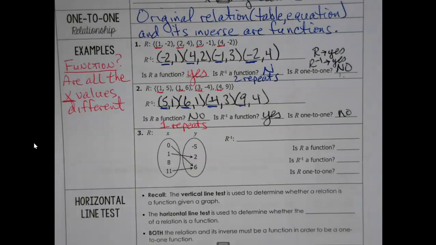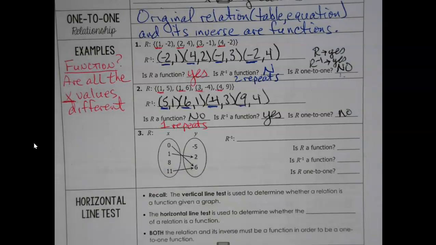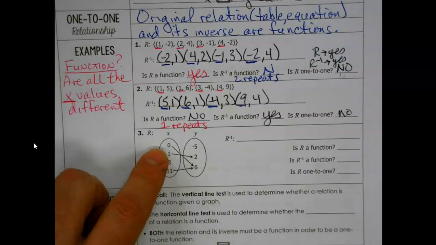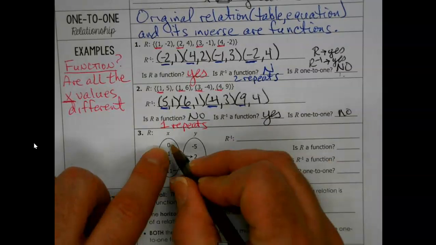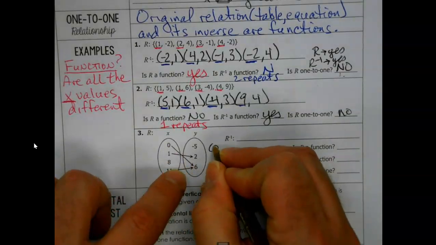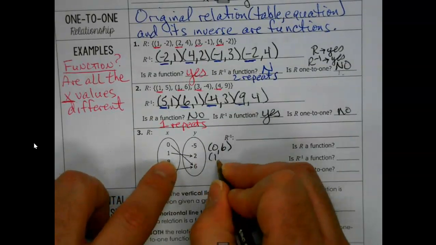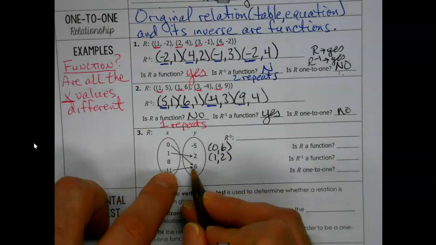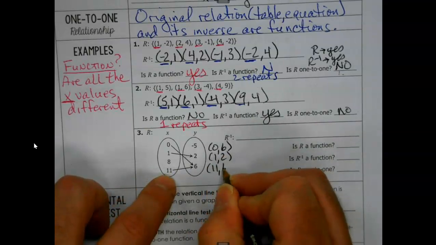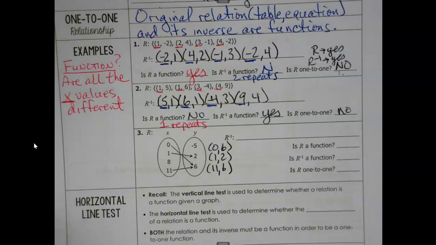And so this last one is no different. It's just in a different format. So on this one, for instance, you're like, what is all this craziness? So here's my original. Here's what I'm going to do. I'm just going to follow the arrows. I'm going to make coordinate points because I'm more visual that way. So 0 goes to 6. So I've got 0, 6. I've got 1, 2. And I've got 11, 6. Okay, those are my originals.